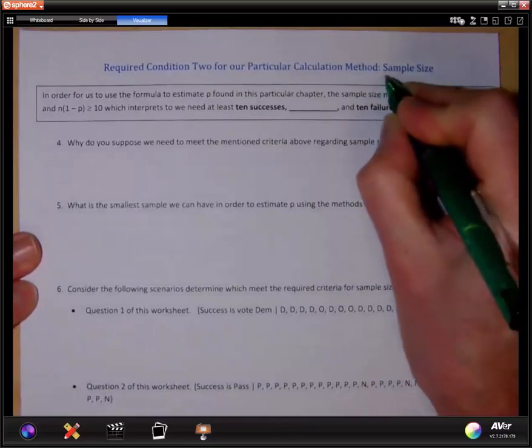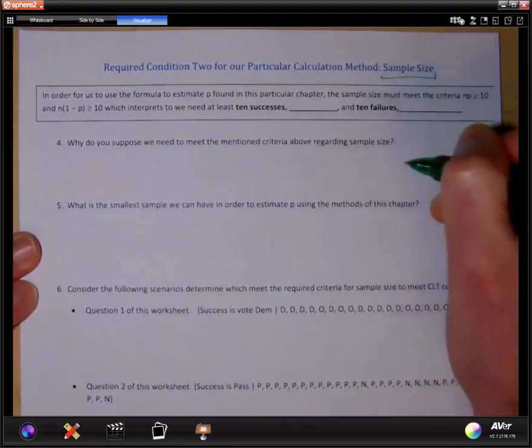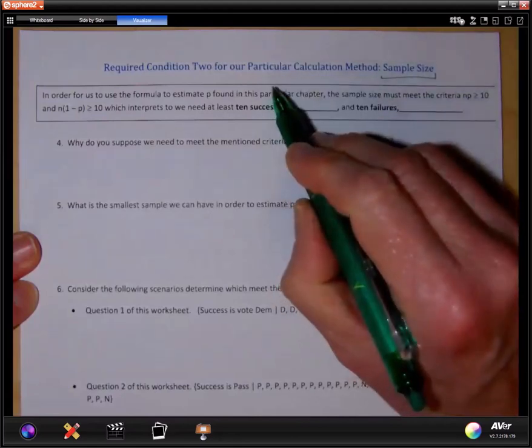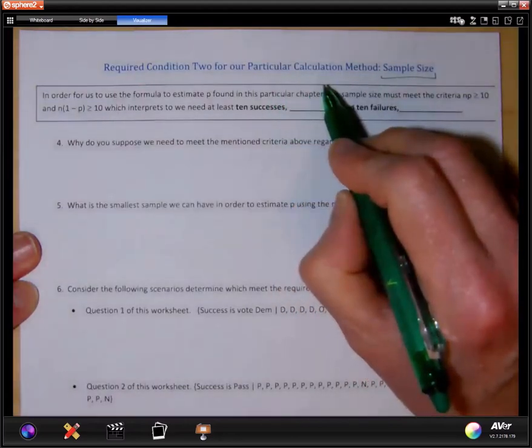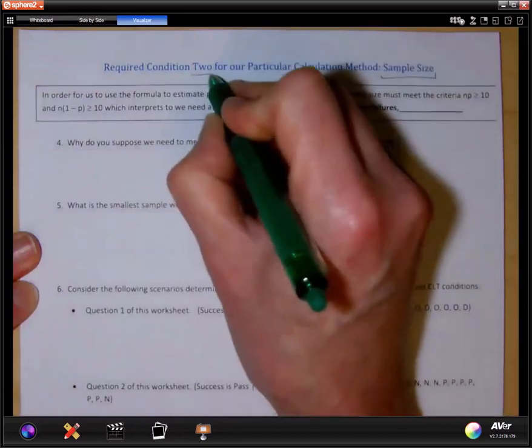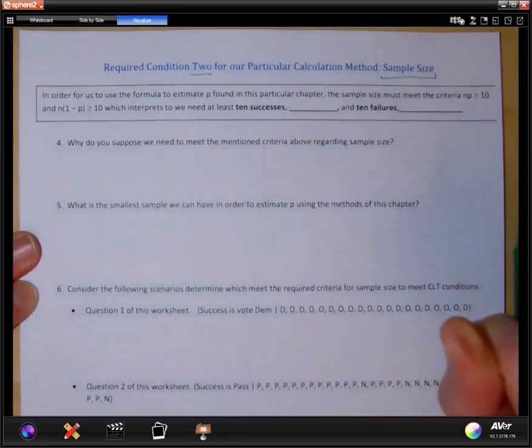Let's look at our first use of sample size. We're going to talk about this twice. The first one is a required condition for our particular calculation method. That was our second condition. The first one was unbiased sampling.